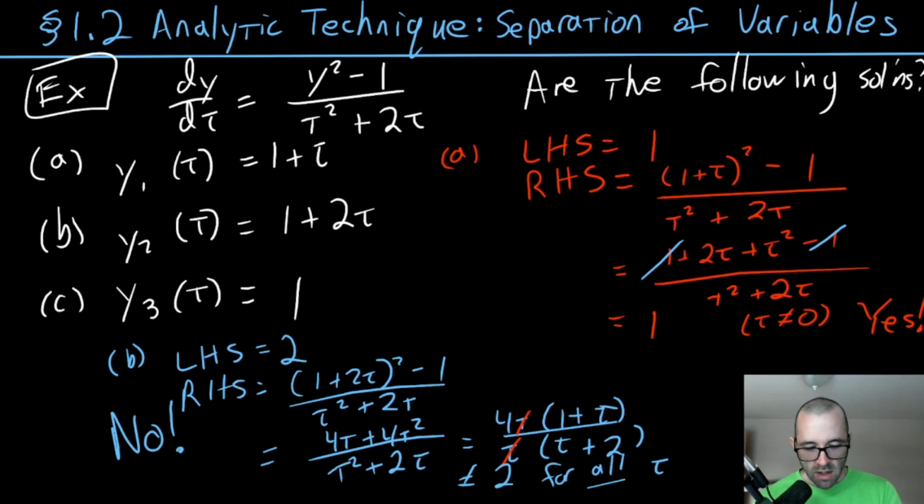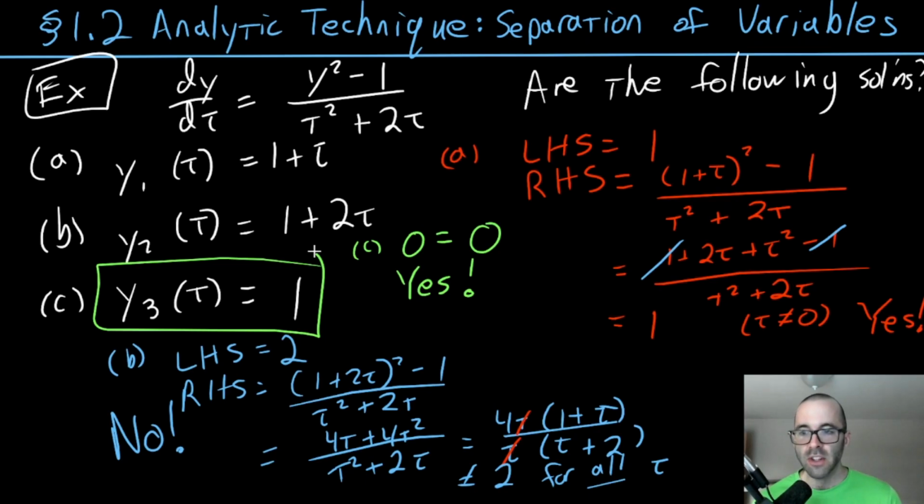Okay? And we can look at letter C. The derivative of letter C is just 0. And when you plug in C into the right-hand side, you get 0. So letter C is a very quick yes. It's a very silly solution. It's an equilibrium solution, right? As t changes, the function's just constant. The function is never changing. This is a solution, never changes, equilibrium solution.